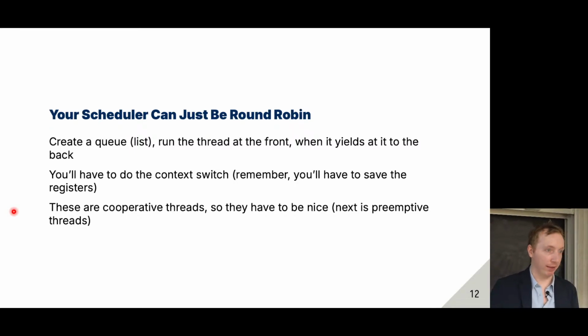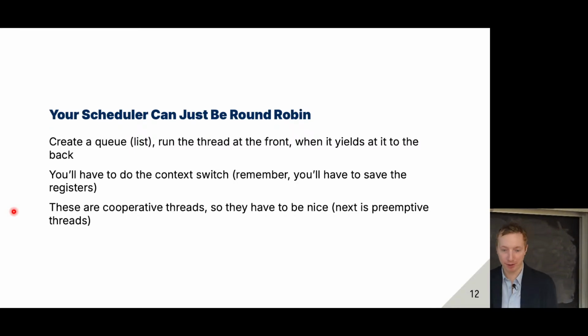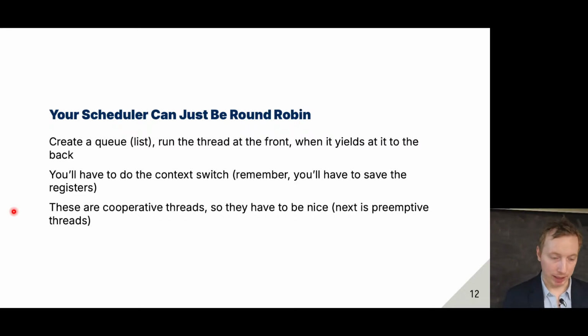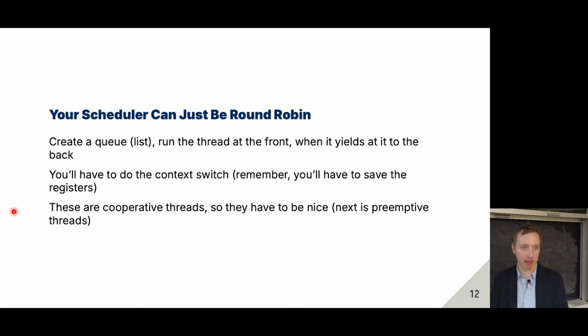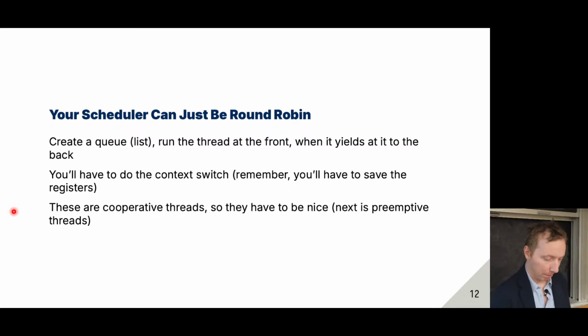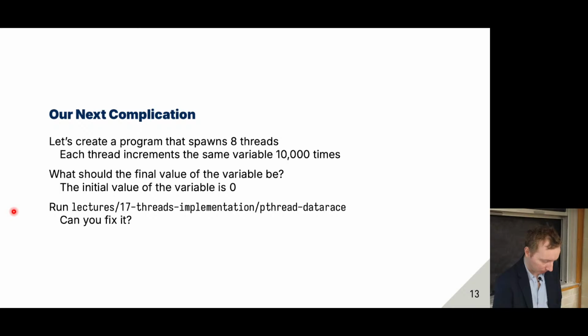You could extend this and do preemptive threads. To do preemptive threads, you could just say, hey kernel, interrupt me every so often, like every few milliseconds or something like that. Then you can just call yield for the thread and force it to yield. But it doesn't really make it much more complicated.